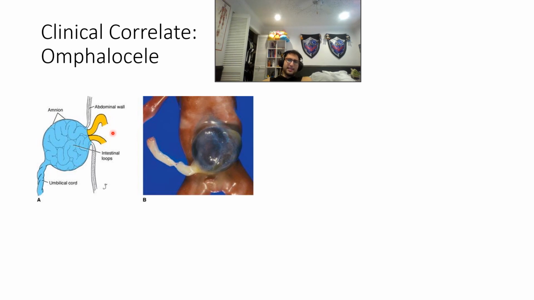So between the 6th and 10th weeks of gestation, the contents of the bowels will actually leave the abdominal cavity to enter the umbilical cord, and then they come back. So that's called physiologic umbilical herniation. So they're going to leave between the 6th to 10th weeks in that time frame, and they're supposed to come back. If they don't come back, the bowel stays trapped in here. And because it herniated through the umbilical cord, and the umbilical cord is covered by amnion, the gut contents are going to be covered by amnion.